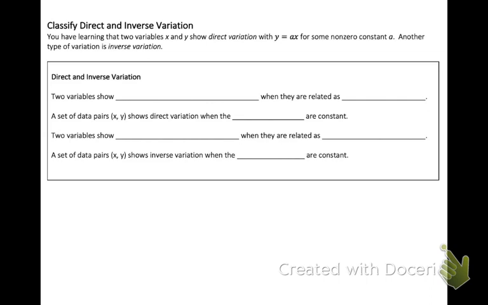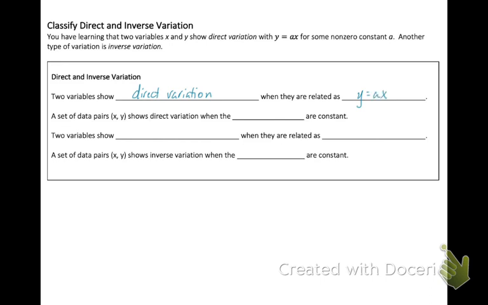We've learned that two variables, x and y, show direct variation with the relationship that y equals some multiplier a times x, for a non-zero constant. So a needs to be some number other than 0. And then another type of variation is inverse variation. But two variables show direct variation when they are related as y equals some multiplier times x.